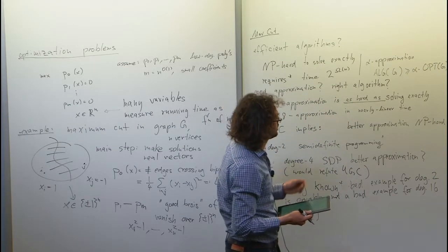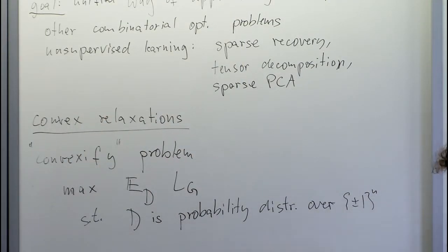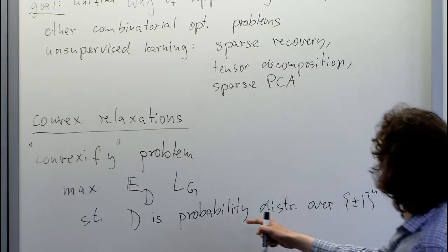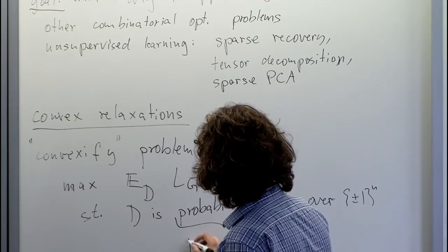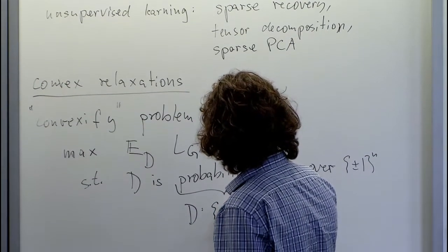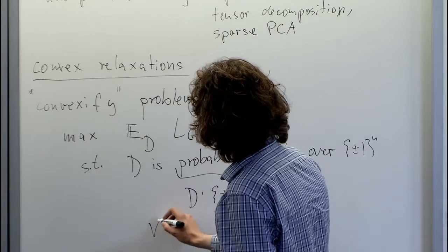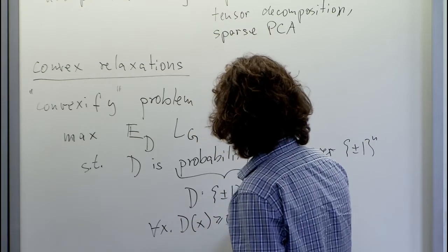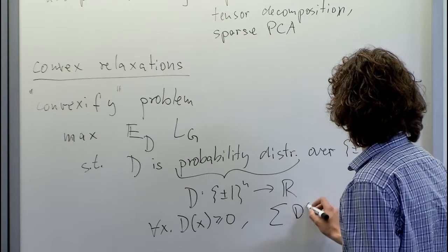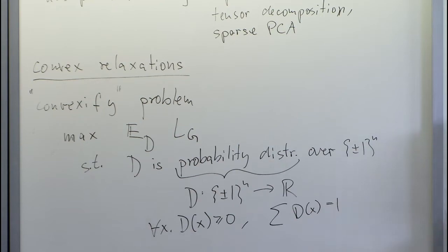Okay, and so what did we gain? We gained a couple of things. So maybe let me just explain what a distribution is. A distribution is a real-valued function on the hypercube, and it has the property that for every point in the hypercube it takes a non-negative value, and if you sum up the values of all points in the hypercube, then you get 1. Okay.